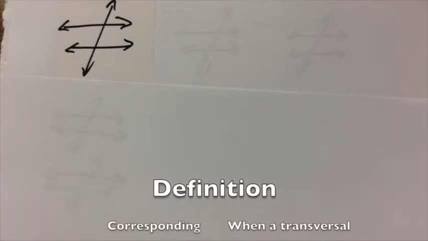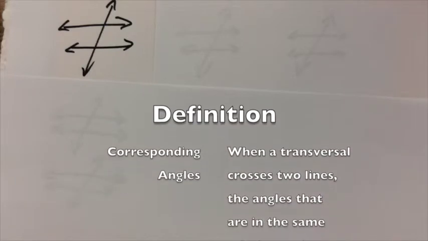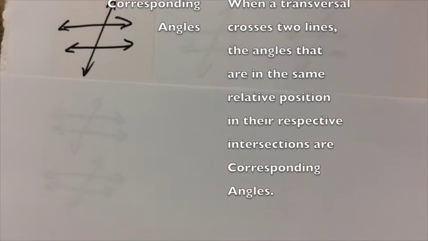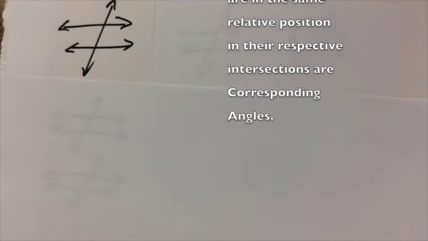Are there any corresponding angles here? You don't know. And again, this is why you need to know the definitions of things in order to do the job. When a transversal crosses two lines, the angles that are in the same relative position at each different intersection, upper right, upper left, lower left, those are corresponding angles. Period, full stop. The word parallel is not in there at all.